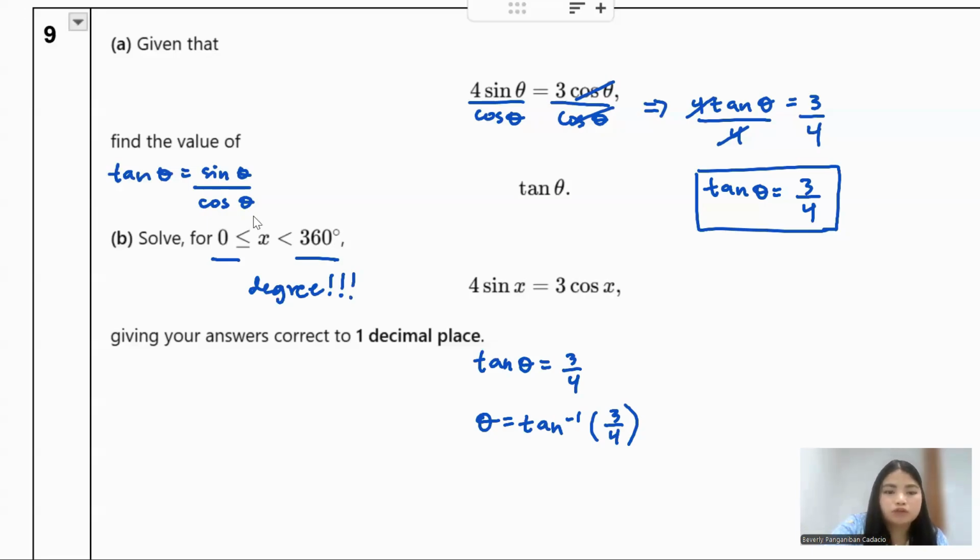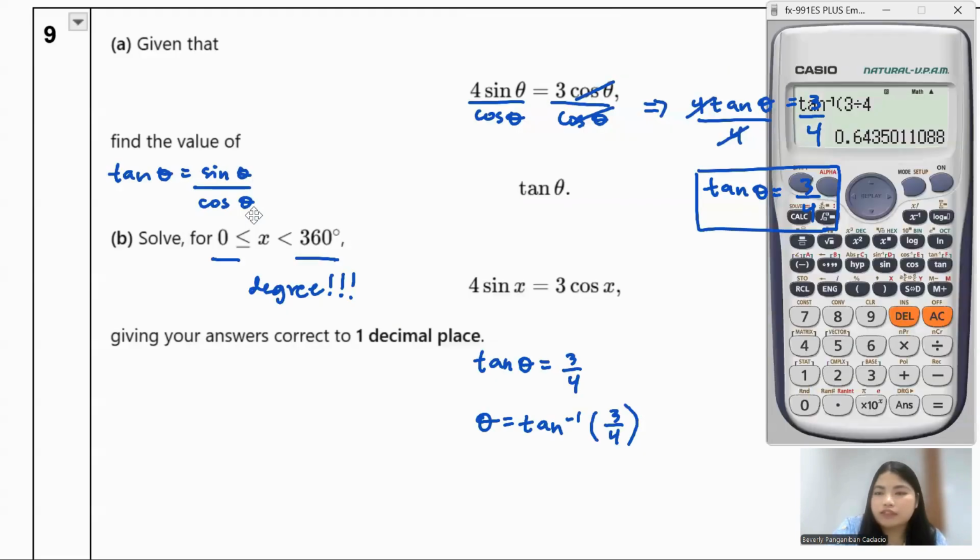So what you're going to do is use your calculator and make sure that it's in degrees. This is still in radians, so I'm going to convert it: shift, mode, and choose degree, and press 3. That's it, degree. And then you're going to do shift tan, so you can have tan inverse, and then you can put 3 over 4 there, or if you want fraction, go ahead. I just want to use this. And the answer will be 36.9. It says 1 decimal place and degrees.